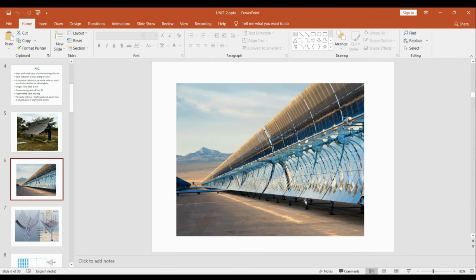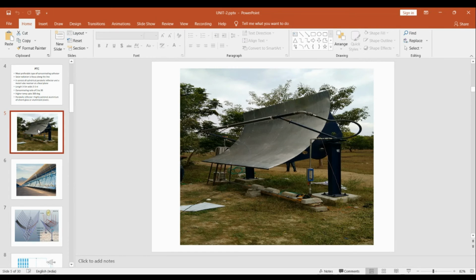So when you come to this stage, there are a number of parabolic trough collectors. Based on the application, we have to reconstruct it or add more parabolic trough collectors. If it is for small scale, if you want a small amount of heat, only a single parabolic trough collector is enough.